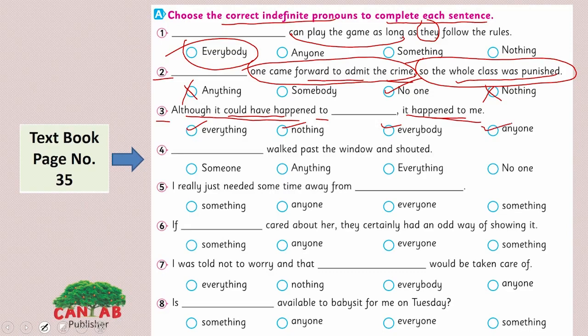Also it could happen to. It is again referring to the group of people here.